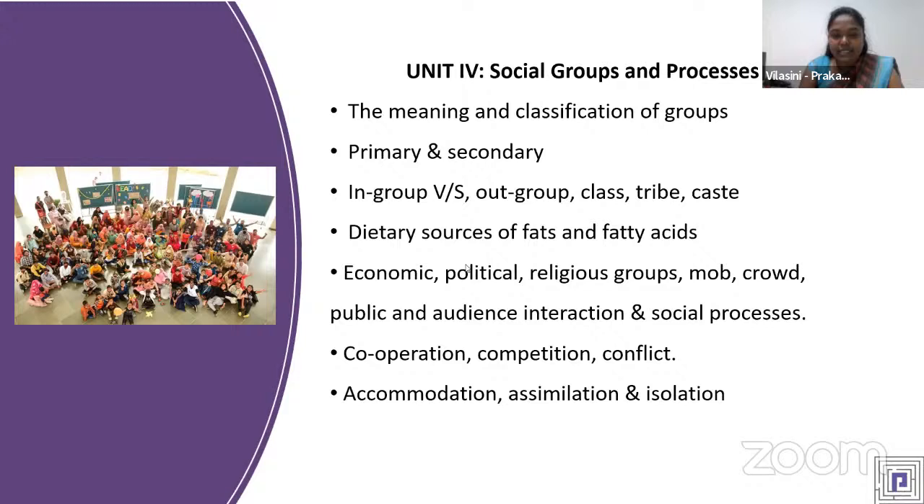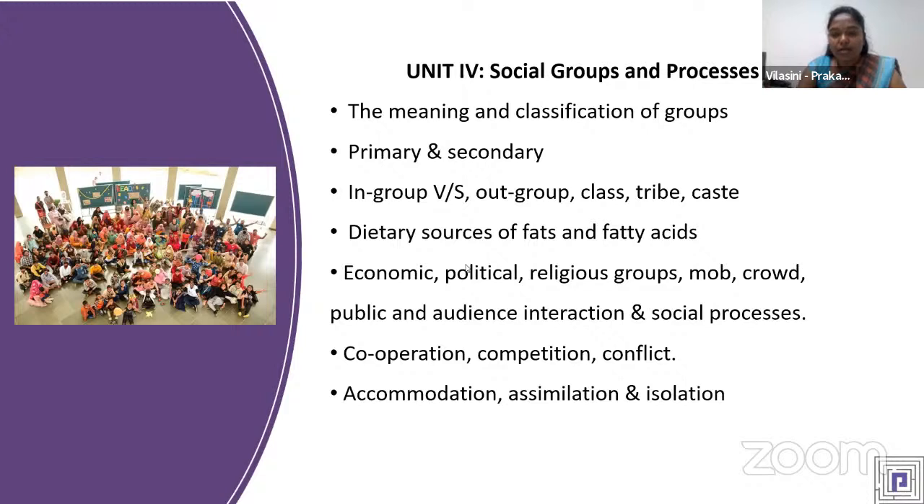Then second one is political group. So political group is involved in the activities of power structure. The next is religious group. So religious group is coherent system of beliefs and practices.